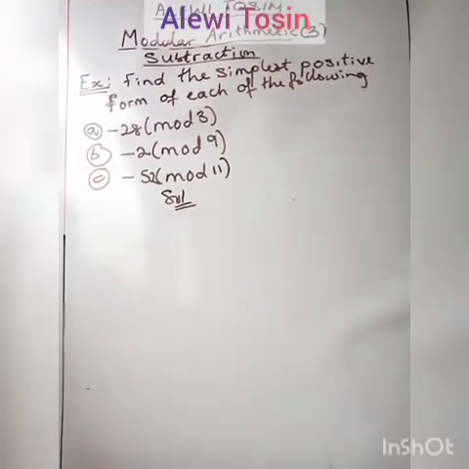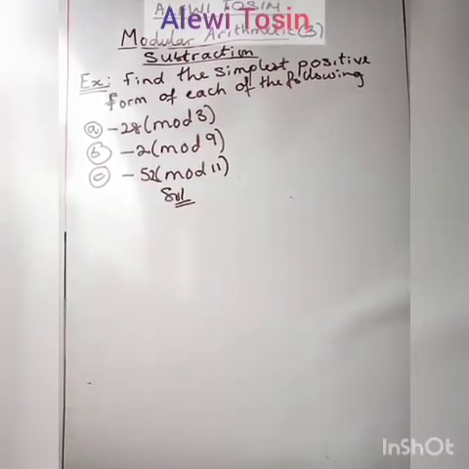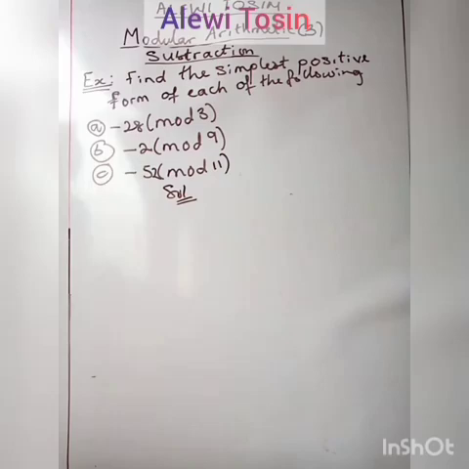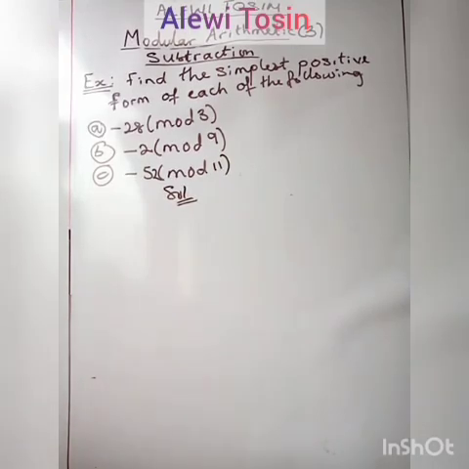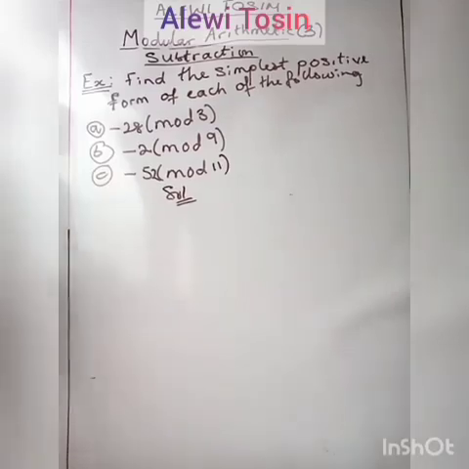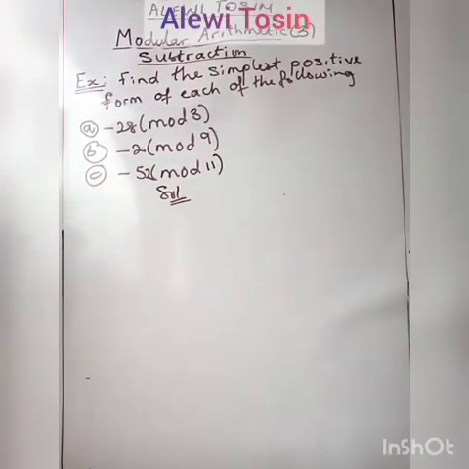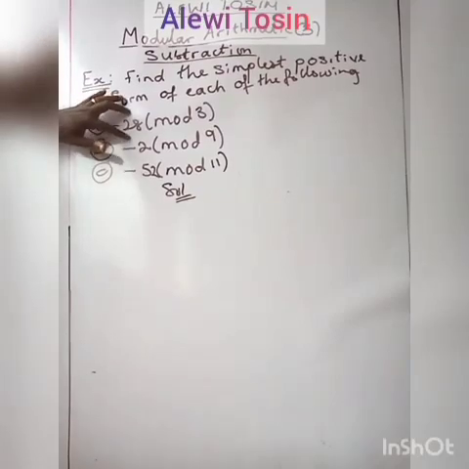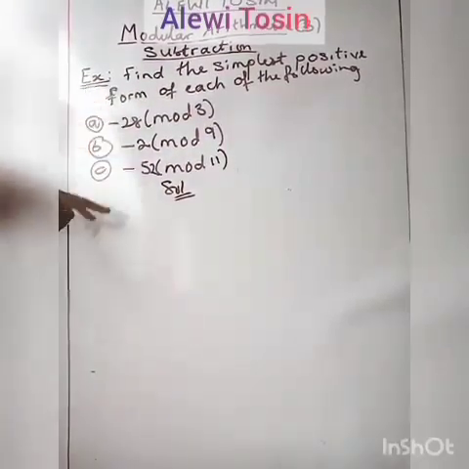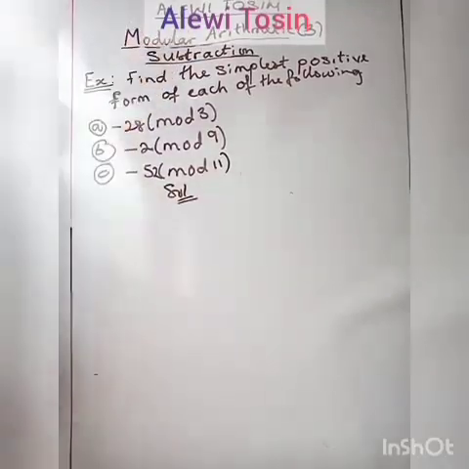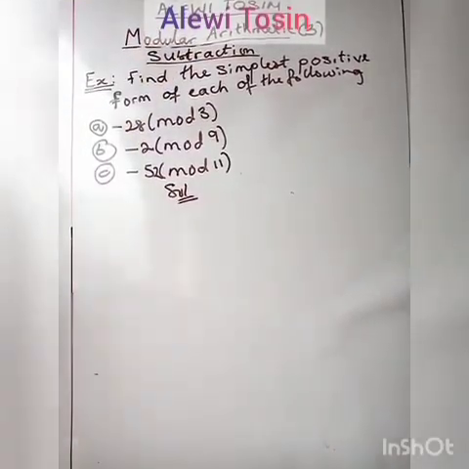Now we want to consider the subtraction. Find the simplest positive form of each of the following. There are some questions where, while solving, we realize that we have a negative answer as our mod. How do we convert from negative to positive? When you have a negative solution, how do you convert it to positive? That's the simplest positive form. Now, in doing that, we go this way.